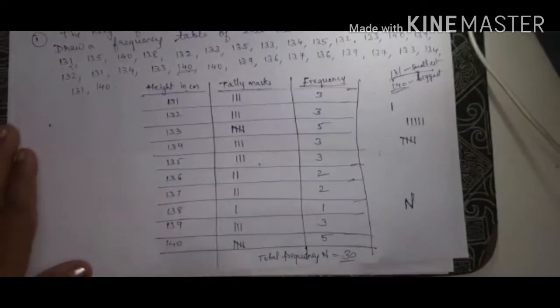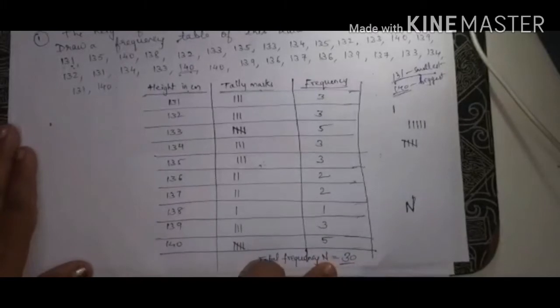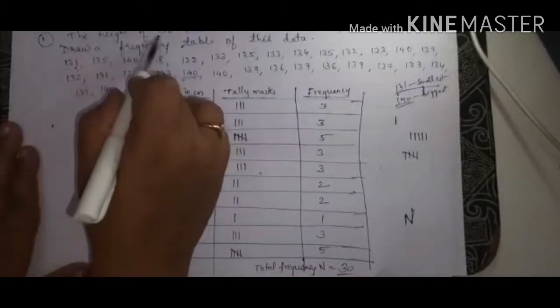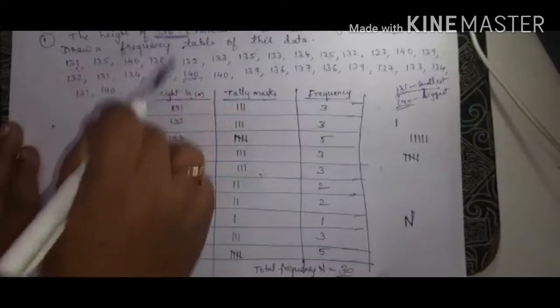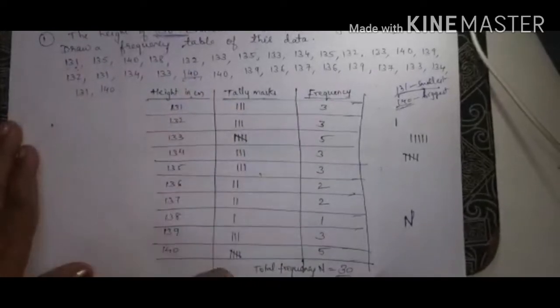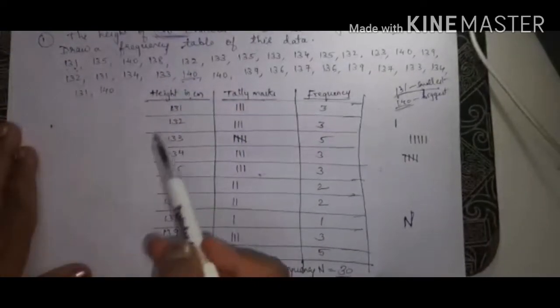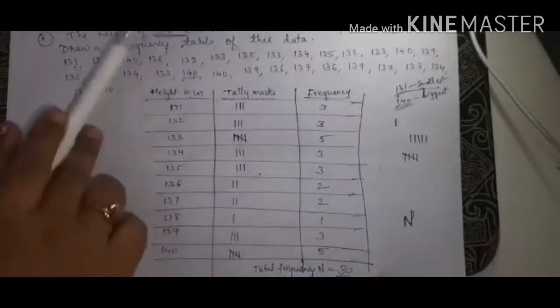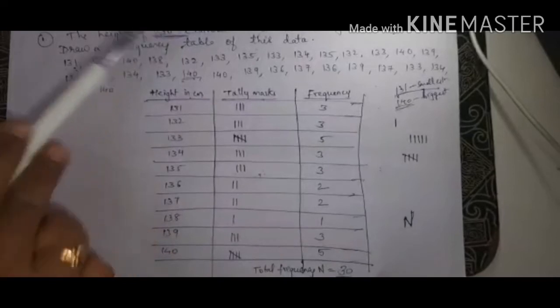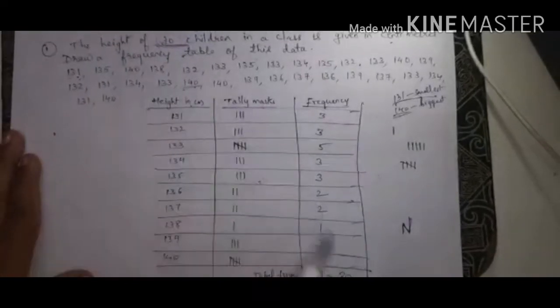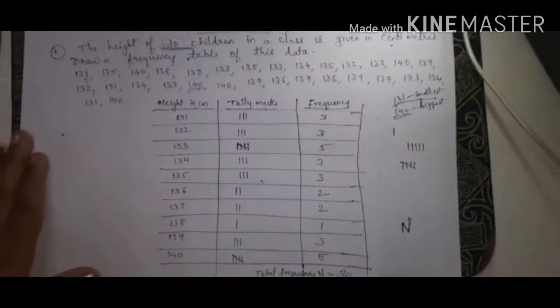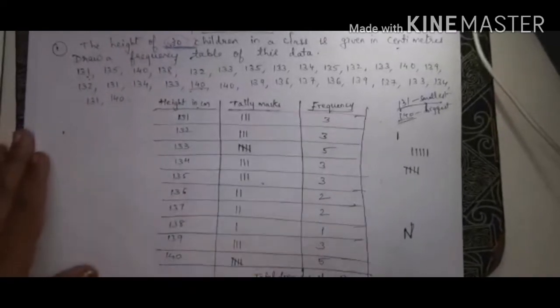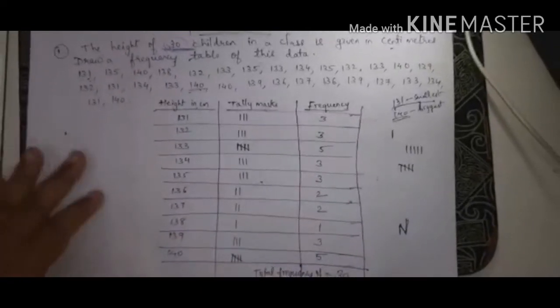Our answer is 30. How do we check whether our answer is correct? In the data it is given that there are 30 children. If this number matches the total frequency, then your answer is correct. Otherwise somewhere you have missed numbers, so you can correct the tally. Then your answer is correct. So this is how you have to make the table. Let us move to the second sum.